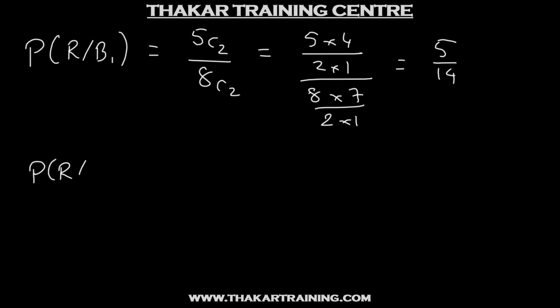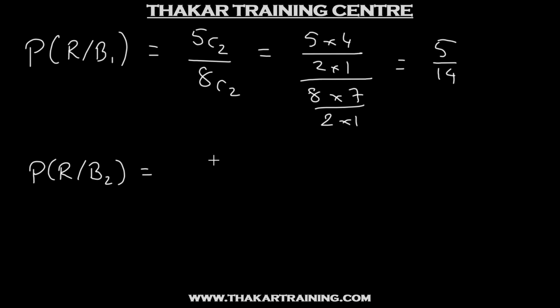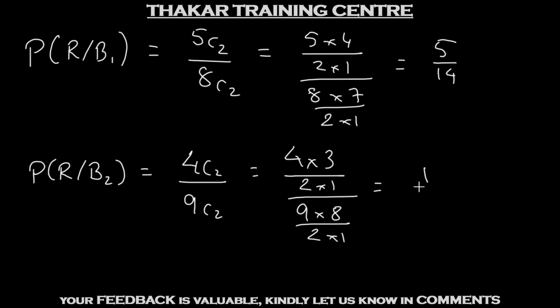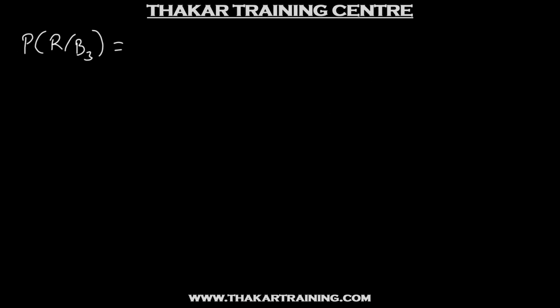Similarly, probability of drawing the balls from bag 2 will be, so bag 2 has 4 red and 5 black balls. So there are total 9 balls, out of which 4 are red. So the required probability will be 4C2 upon 9C2. And now let's look at the probability that the two red balls are being drawn from bag 3. So bag 3 has 4 red and 6 black balls. So the favorable event size will be 4C2 out of the total sample, that is 10 balls, so 10C2. So it is 4C2 by 10C2.